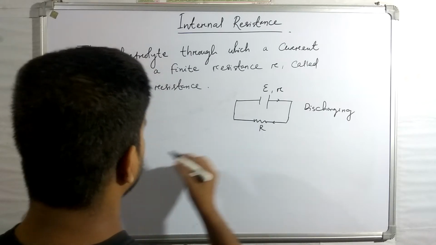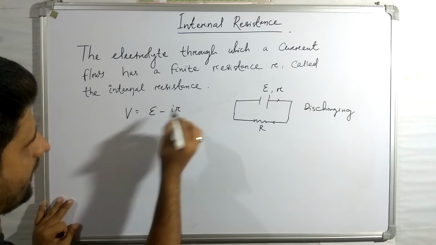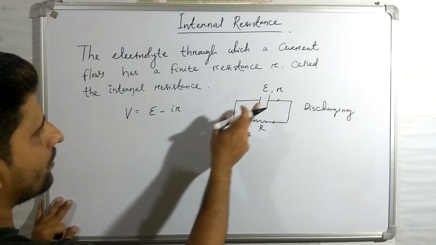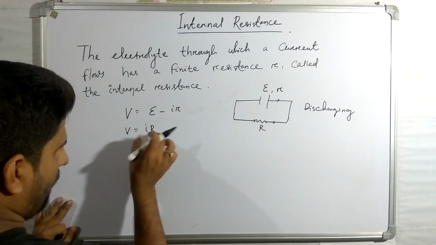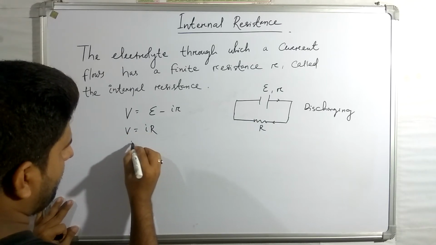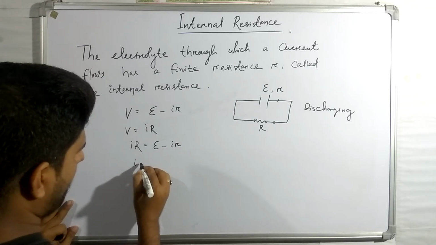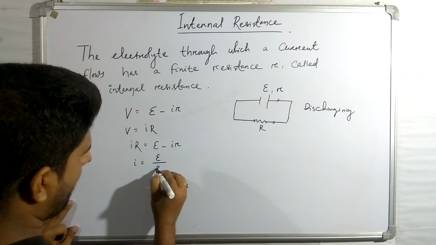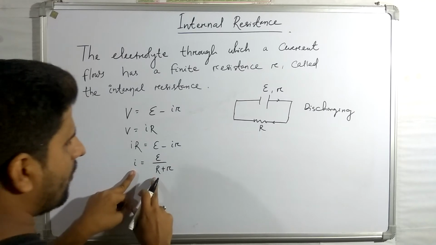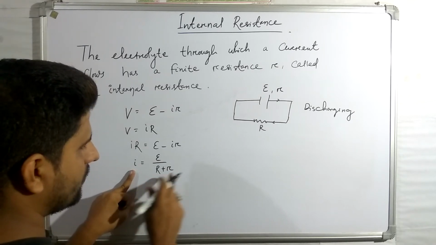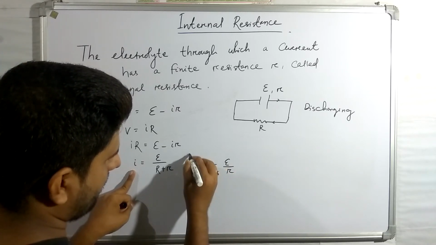In a discharging cell, the potential difference V equals E minus Ir, and this V equals IR. We write IR instead of V, so IR equals E minus Ir. We find I equals E by R plus r, and this current is maximum when the external resistance is 0. So I maximum equals E by r.